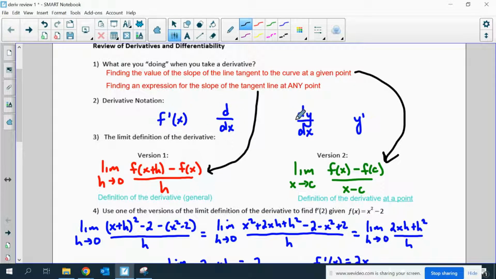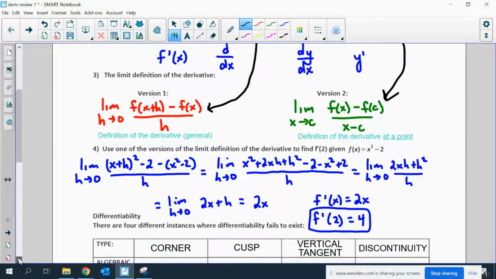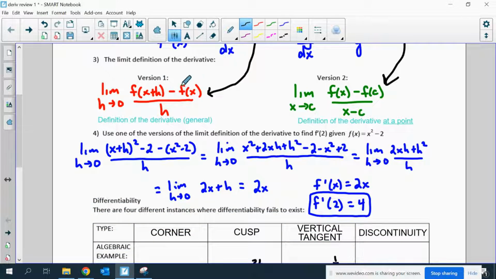Derivatives have certain notation that we've seen before: f prime of x, d dx, dy dx, or y prime. Those are the most common derivative notations you'll see. And then we have version 1 and version 2 of the limit definition of the derivative. This one that's written in red, the limit as h approaches 0 of f of x plus h minus f of x all over h, is the definition of the derivative that you'll see for a general derivative. So that's something that would work every time.